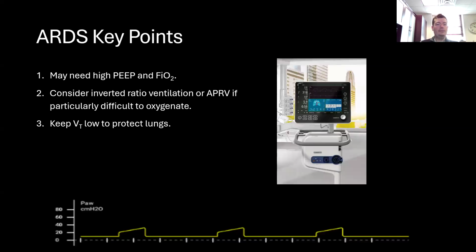So a couple of key takeaways for ventilating our patient with ARDS. You will probably need a high PEEP and FiO2. You can use that PEEP table from the ARDS Network to help you titrate that. If you're still having difficulty oxygenating this patient, inverted ratio ventilation or APRV may be options to consider. And then lastly, remember that low tidal volume in that 6 to 8 mL per kg range and plateau pressures less than 30 are how we try to protect our patients' lungs while ventilating them in this injured state.